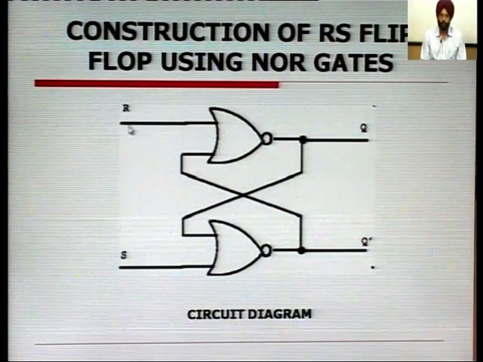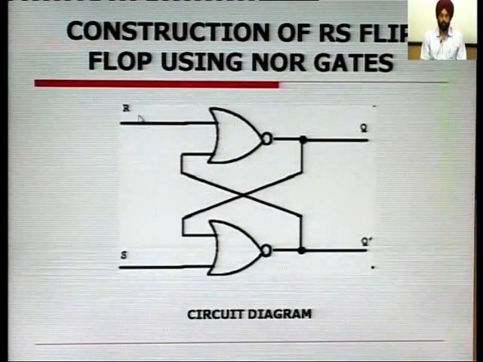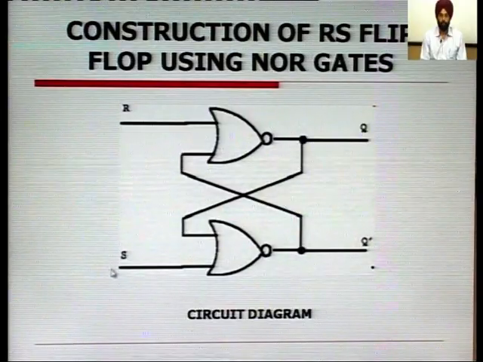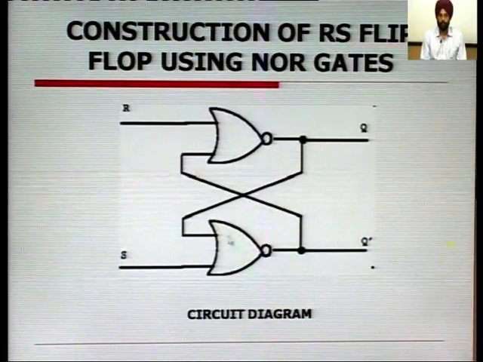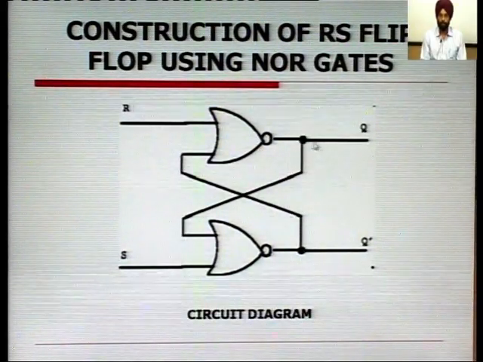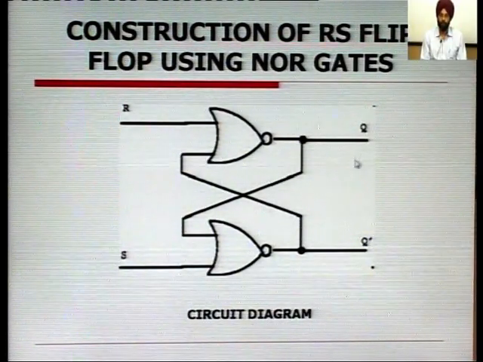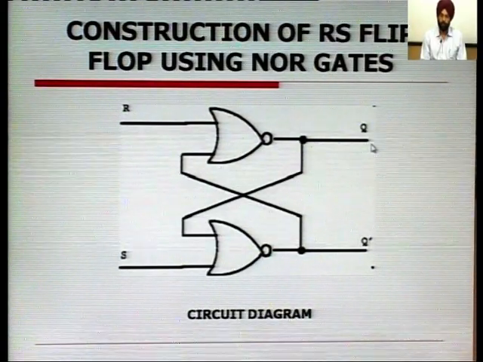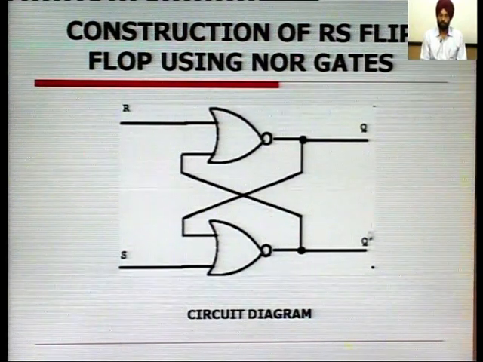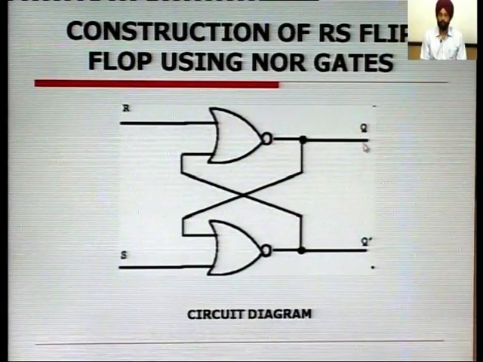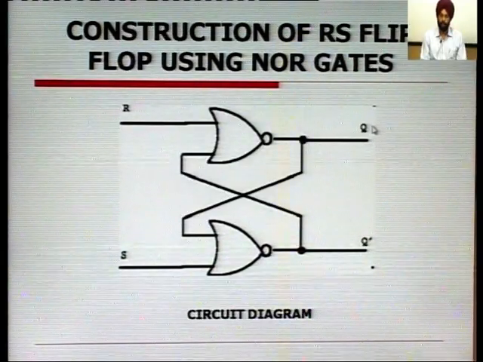Here we have two inputs. One input is named the R input or reset input. The other input is named the S or set input. We are using these two NOR gates, and we have two outputs, output Q and Q bar, which is the complement of the Q output. The condition of a flip-flop is that its two outputs are always complements of each other. This is the basic definition which must not be violated in any case.